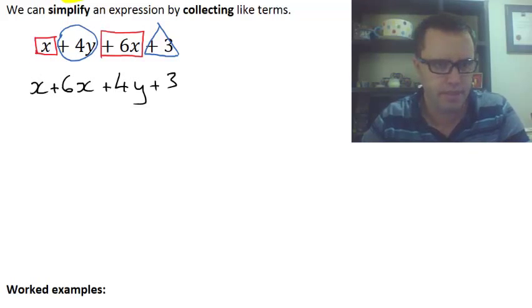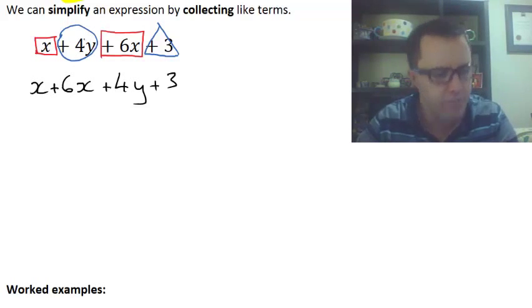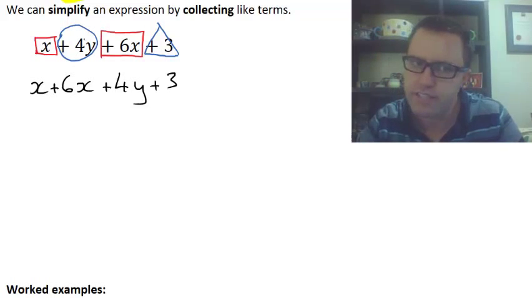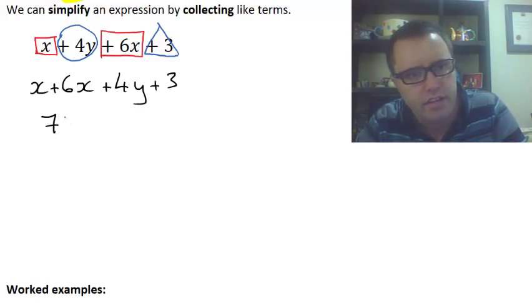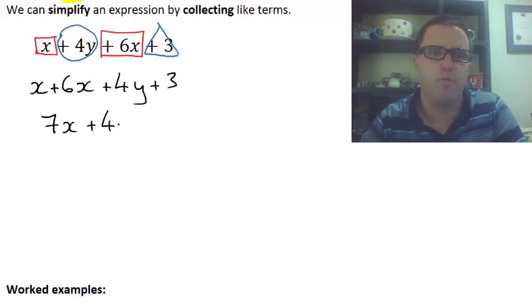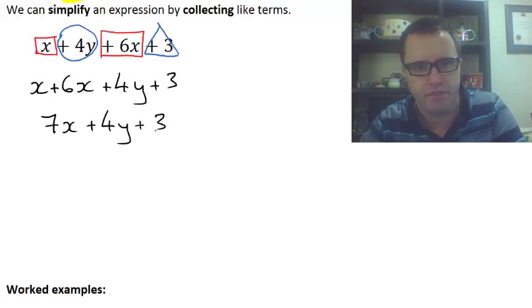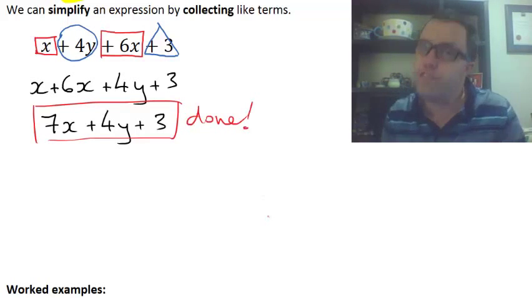Now, the x and the 6x, they're the same. If I have one lot of x and I'm putting another 6 lots of x together, I'm going to have 7 lots of x, okay? Plus my 4 y's, plus my 3, okay? Now, we are now done, okay? We cannot go any further, okay?